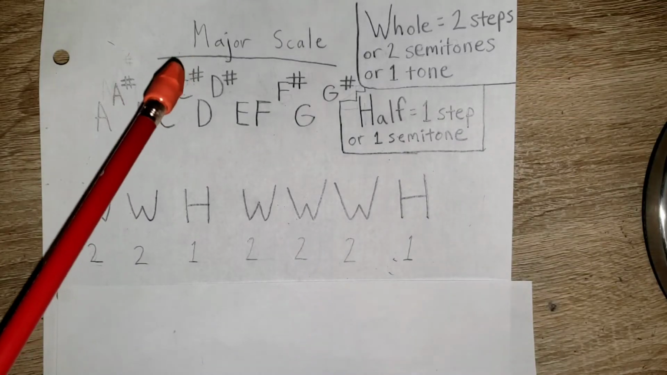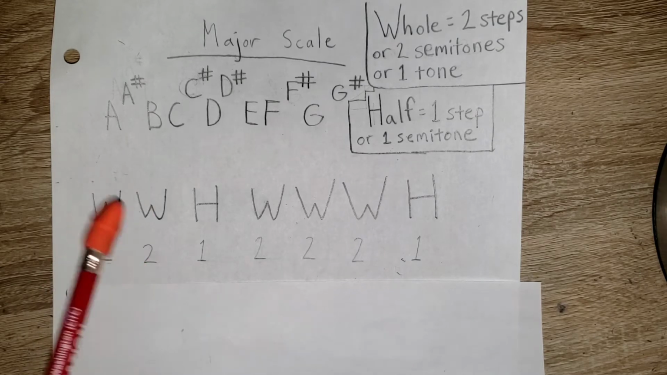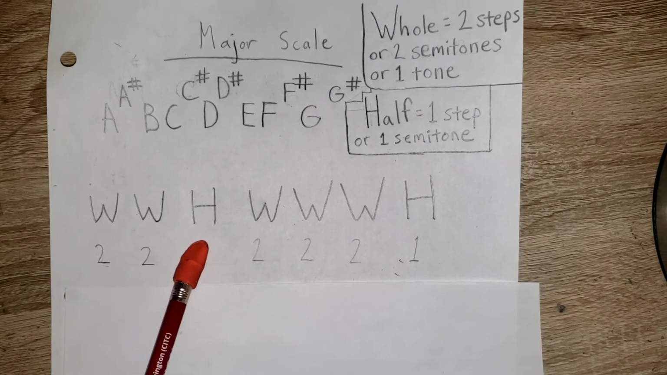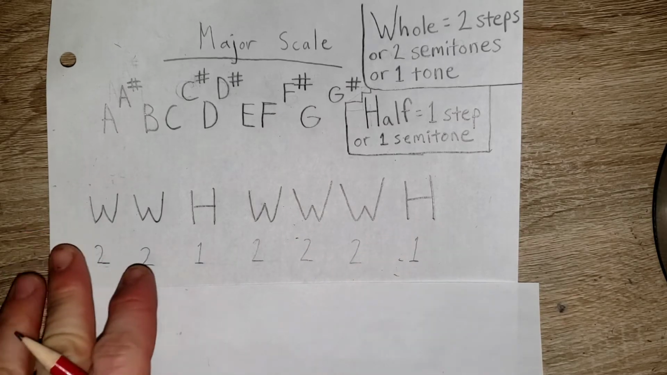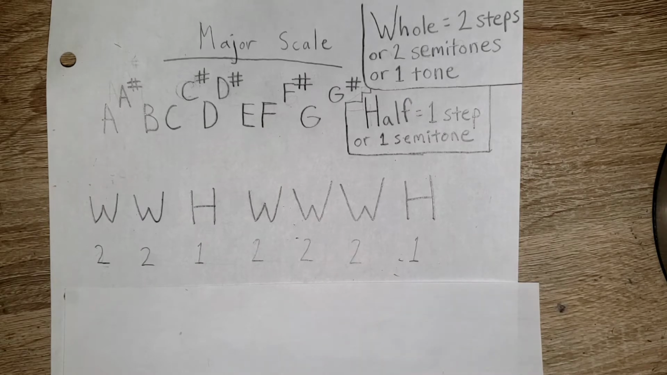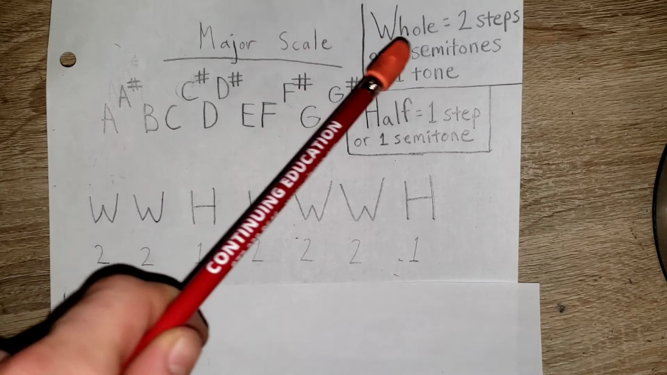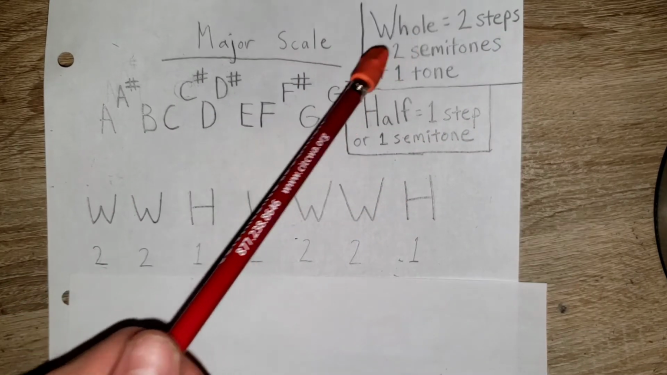The major scale, known to sound happy, consists of a pattern of whole, whole, half, whole, whole, whole, half. So 2 wholes, 1 half, 3 wholes, 1 half. And basically whole means you're going to go 2 steps, otherwise known as 2 semitones.